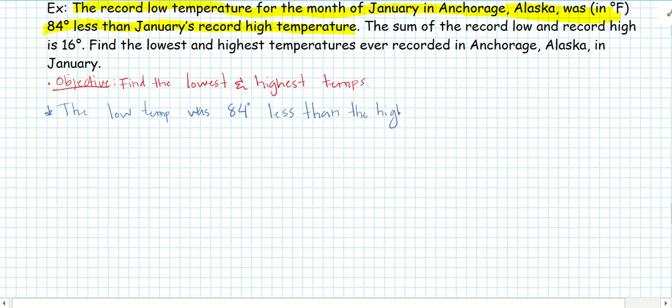So I basically just wrote what that sentence says, but with fewer words, just focusing on the numbers and the less than, and the two measurements that are being compared, which are the low temperature and high temperature. So the low temperature was 84 less than. Let's remember that the words less than mean subtracted from, right?